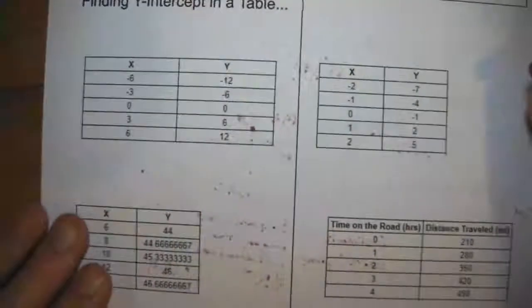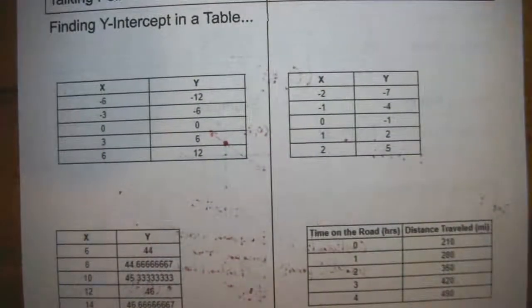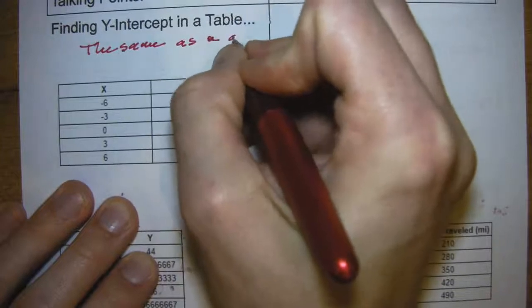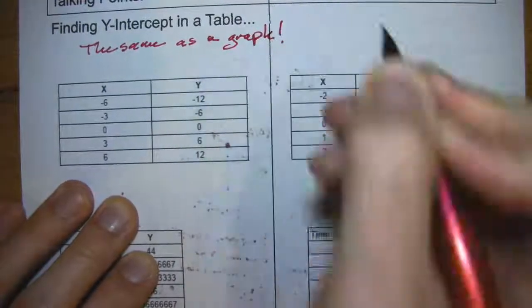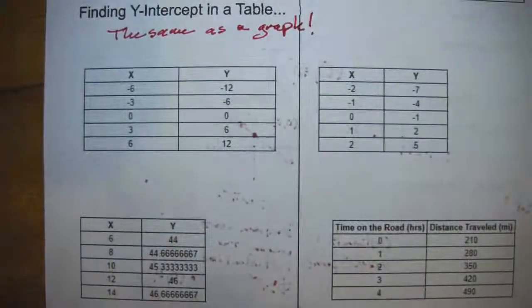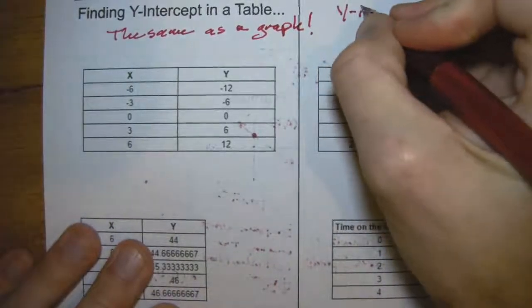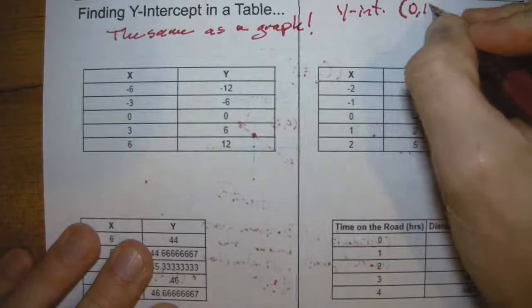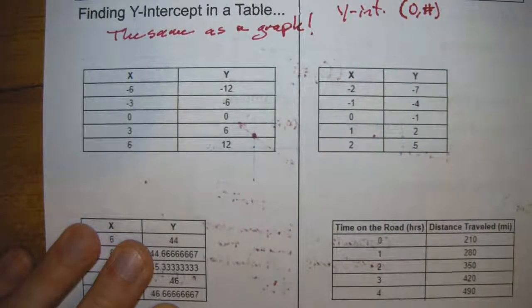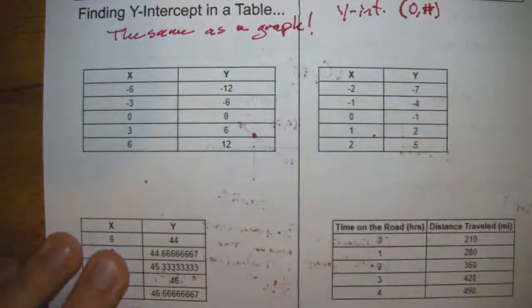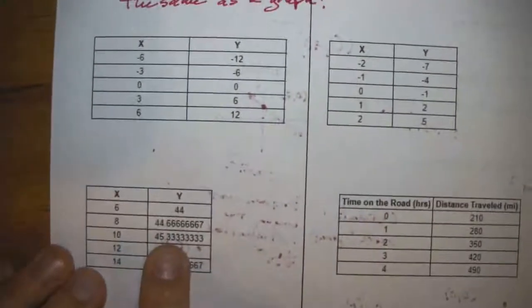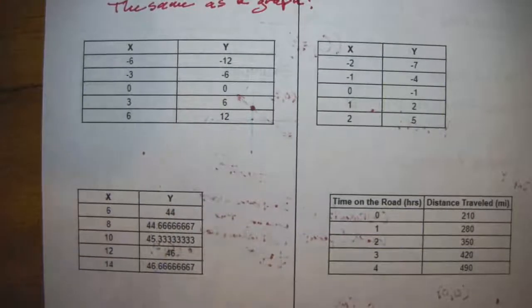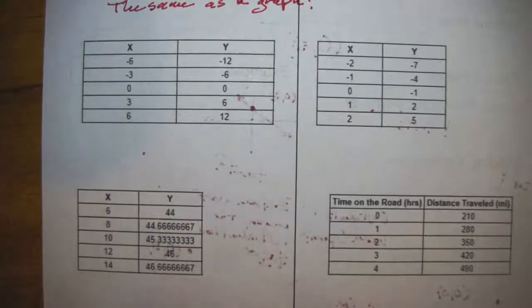Let's look at how we find y-intercepts in a table. It's basically the same as a graph. Here's what I mean by that. Remember, all y-intercepts, all starting points look like this: 0, comma, a number. So if you can find that, then you found your y-intercept. Now notice for these first couple of tables, we don't have any context. There's no story, so we'll just record them as they are.